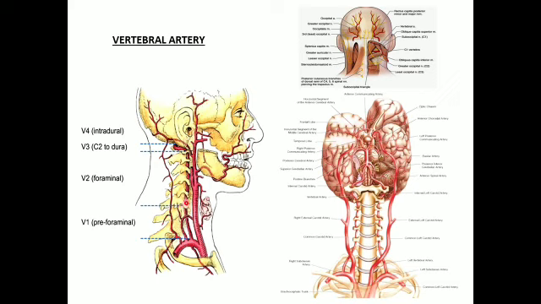Then its course is upwards throughout the foramina transversaria of various cervical vertebrae. Here also you could clearly see. So from the point of origin till this transverse foramen of C6 vertebra, this is the first part. The second part is ascending through the foramina transversaria. And again the third part will arch over the posterior arch of first cervical vertebra C1.